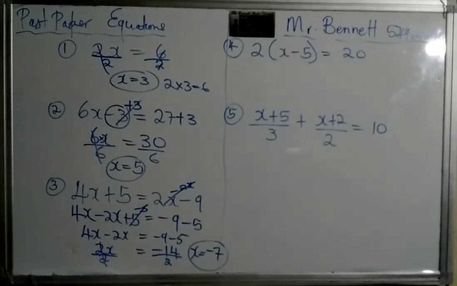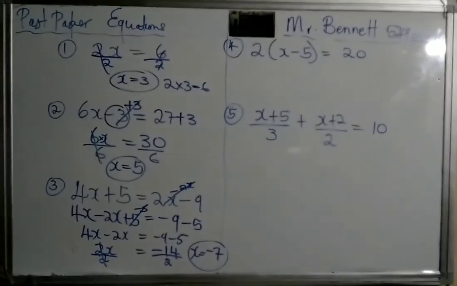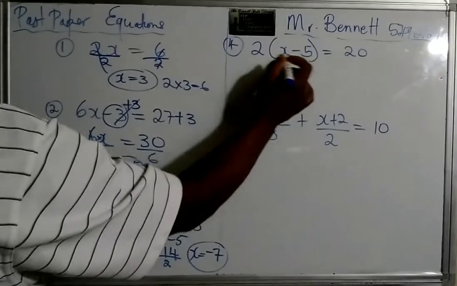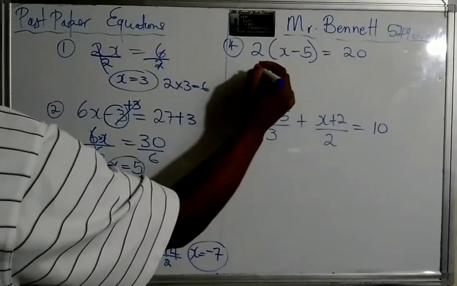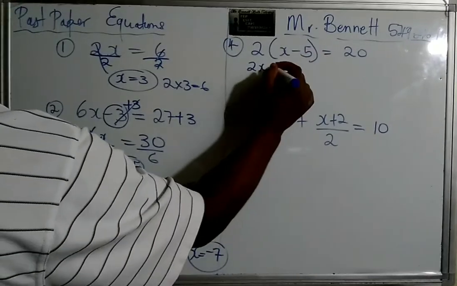Alright, this one involves a bracket. Now, if you're new to the channel, you might not know: bracket means to multiply. So we're going to multiply both terms by 2. So it will be 2 times x, 2x. 2 times negative 5 is negative 10.